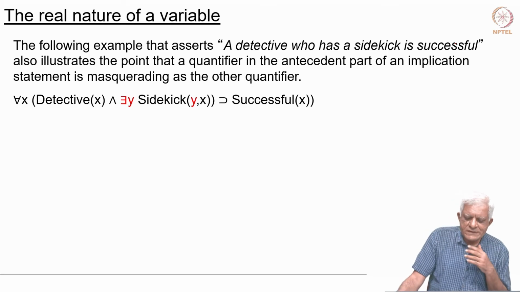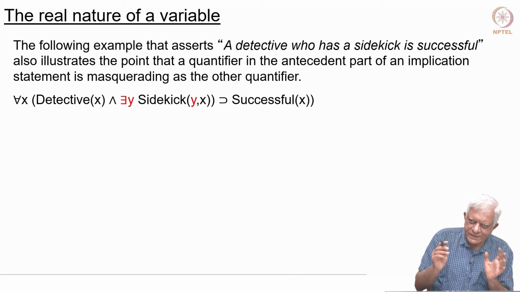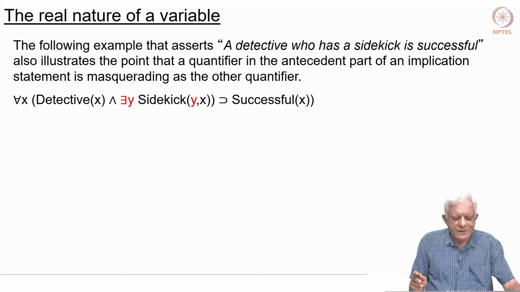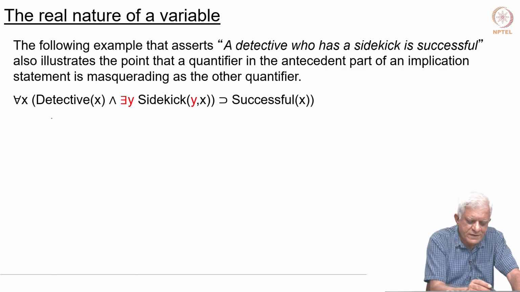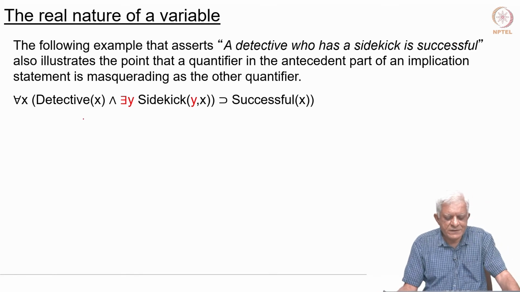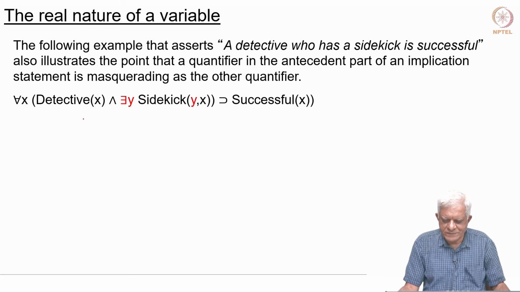This also shows that a quantifier in the antecedent of an implication statement has to be treated carefully. So, what is this saying? A detective who has a sidekick. So, for all x, if x is a detective and there exists a y such that y is a sidekick of x, then x is successful.